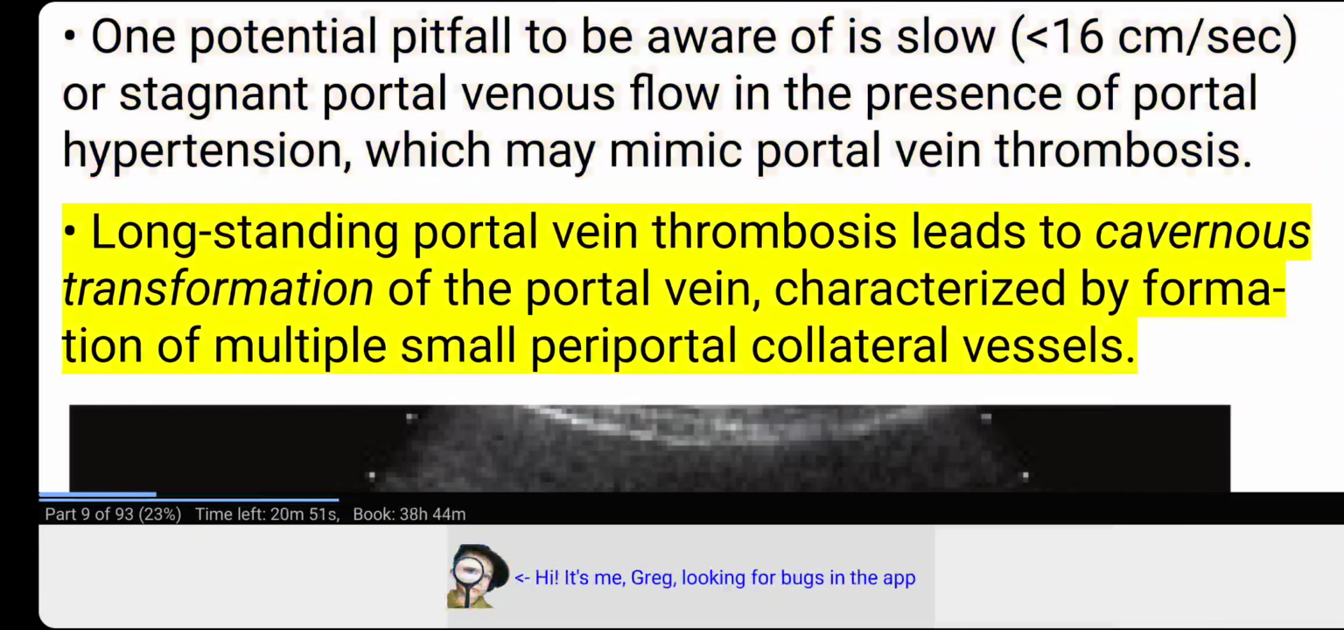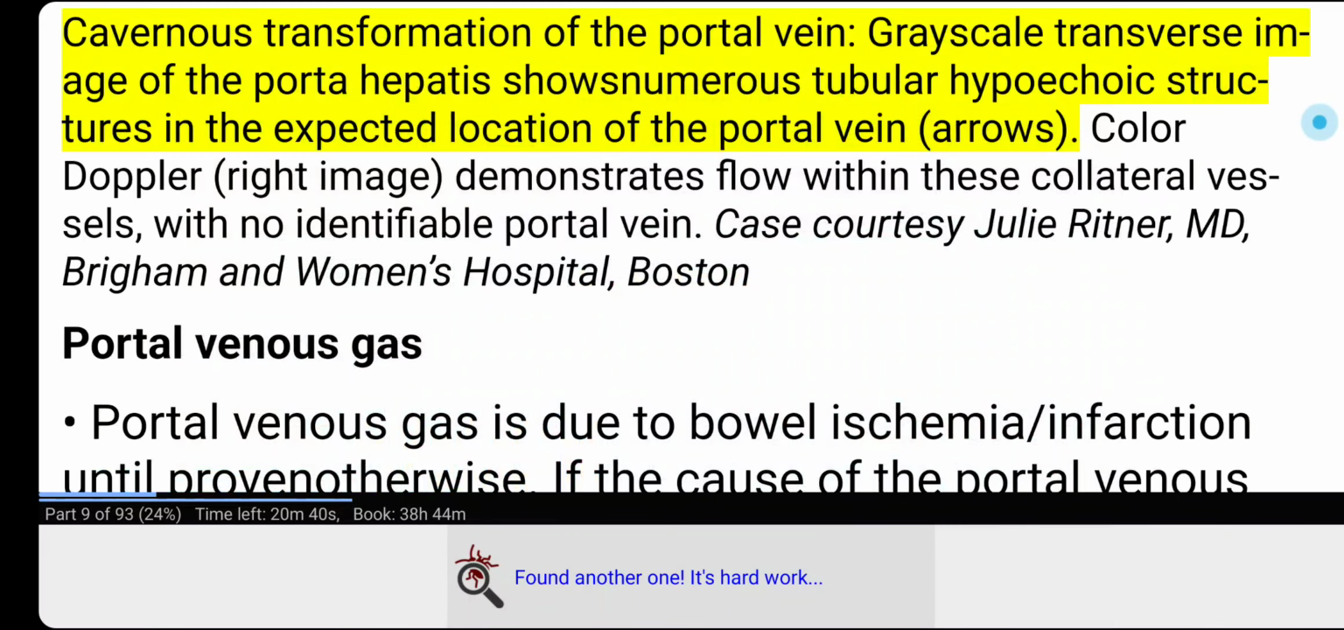Long-standing portal vein thrombosis leads to cavernous transformation of the portal vein, characterized by formation of multiple small paraportal collateral vessels. Cavernous transformation of the portal vein. Grayscale transverse image of the porta hepatis shows numerous tubular hypoechoic structures in the expected location of the portal vein, arrows. Color Doppler, right image, demonstrates flow within these collateral vessels, with no identifiable portal vein. Case courtesy Julie Rittner, MD, Brigham and Women's Hospital, Boston.